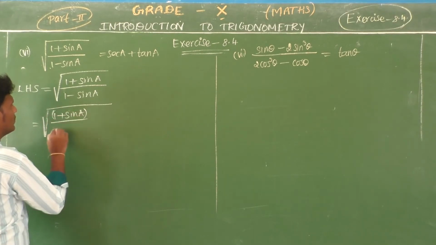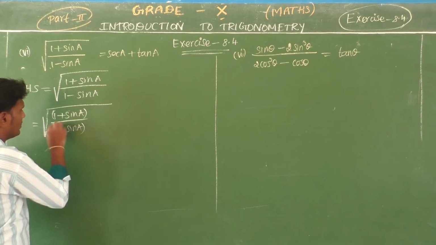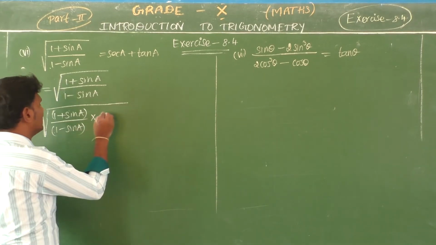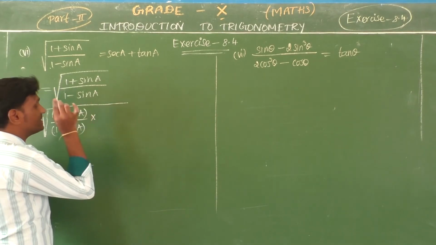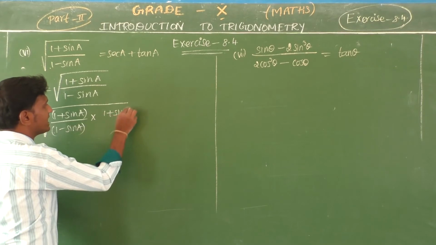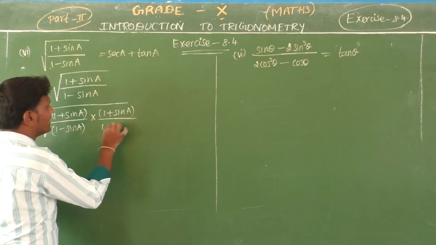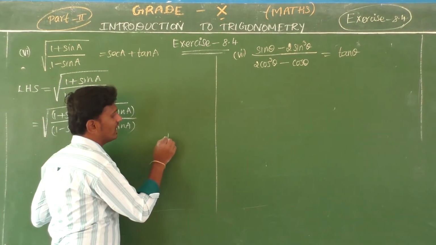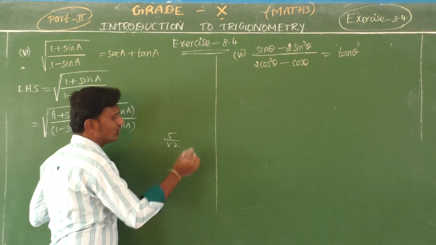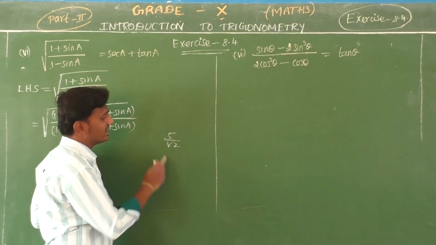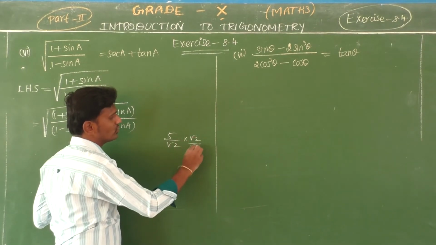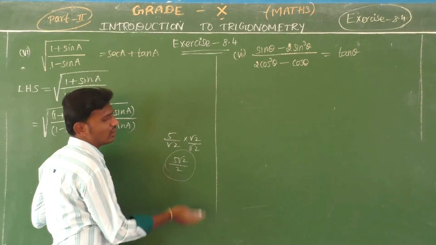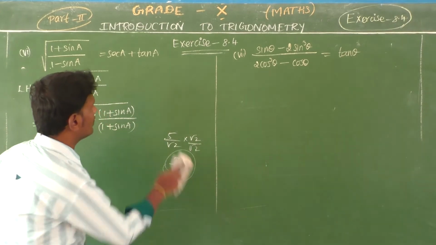So take the rationalizing factor: square root of (1 plus sin A) by (1 minus sin A). I am going to take the conjugate factor, which is the rationalizing factor, 1 plus sin A, and on both numerator and denominator we are going to multiply. Okay. So already you know, students, see the 5 by root 2 I am having. So how to cancel that irrational number? Take root 2 on both sides to get 5 root 2 the whole divided by 2. Like that you have to do here. So that is called a conjugate factor.